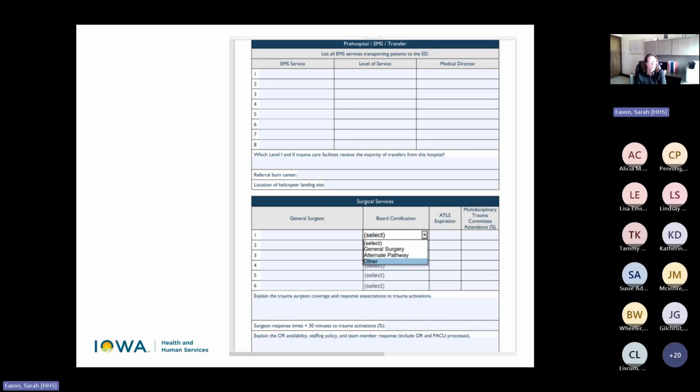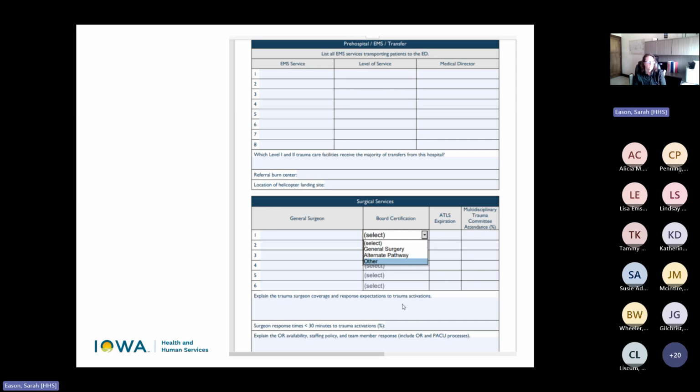Surgical services, again, required for the level 3s, not for the level 4s. So fill this out in its entirety, what they are certified in and when their ATLS expiration is. And level 3s have to have those general surgeons. And you'll hear me say general surgeons and trauma surgeons, that verbiage interchangeably when we're talking about level 3 hospitals. So trauma surgeon, general surgeon is the same thing when we're talking about this SACA. And then here on this far column, what their percentages of trauma committee meeting attendance.